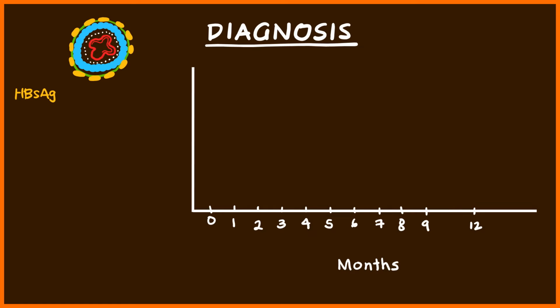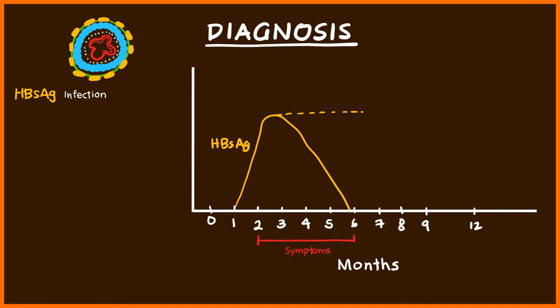And whenever you see surface antigen, I just want you to think infection, because if you see this in a patient, that means they have an infection. The surface antigen typically presents about 1 month after exposure, which is just a little bit earlier than the symptoms, and symptoms typically present 2 to 6 months. And the surface antigen typically levels off at 6 months, but for an unfortunate few who develop chronic hepatitis B, it can persist for longer than that.